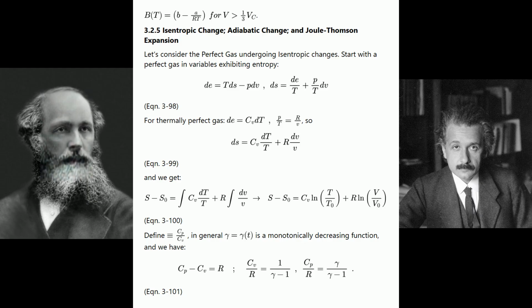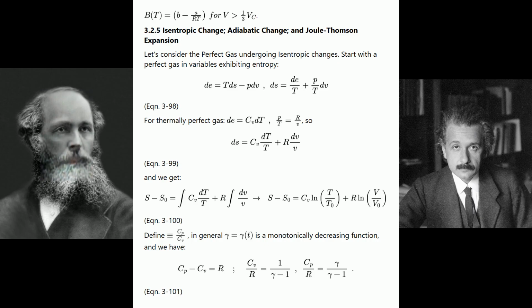3.2.5 Isentropic change, adiabatic change, and Joule-Thomson expansion. Let's consider the perfect gas undergoing isentropic changes. Start with a perfect gas in variables exhibiting entropy. See equation 3-98. For thermally perfect gas, dE equals C sub V dT, P over T equals R over V. So, see equation 3-99, and we get see equation 3-100.